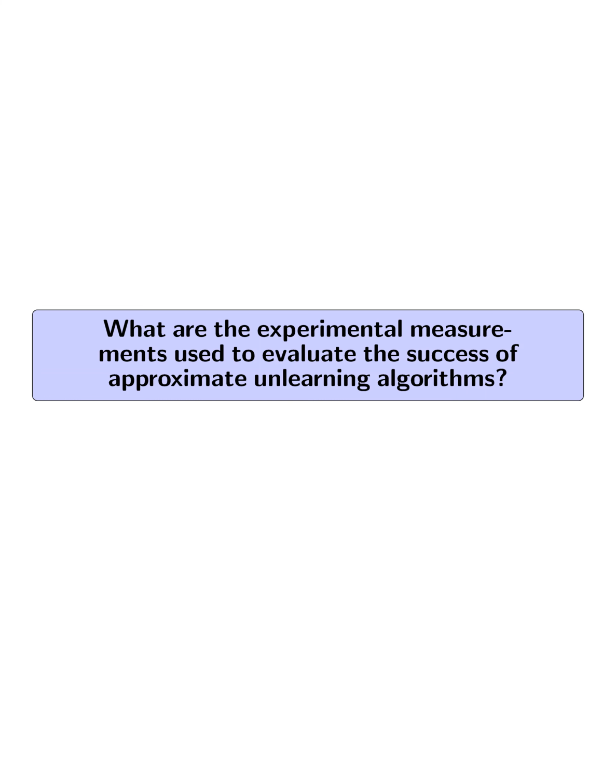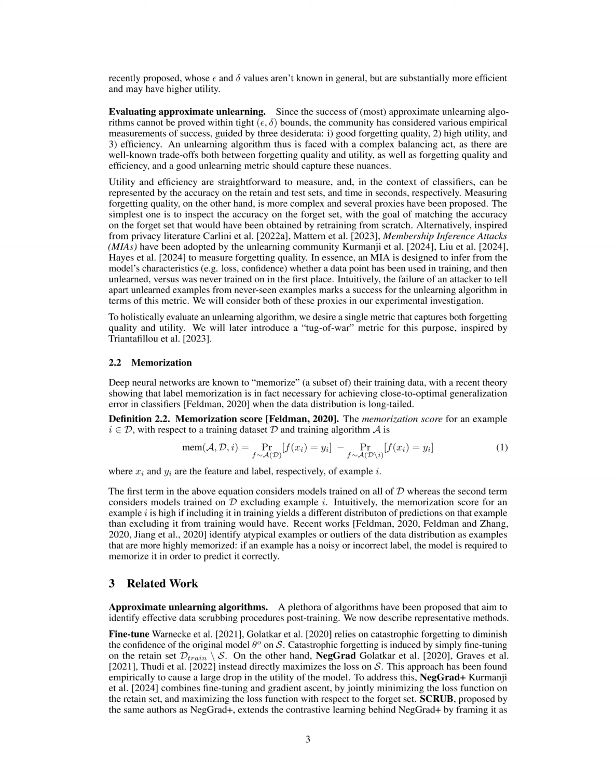What are the experimental measurements used to evaluate the success of approximate unlearning algorithms? The experimental measurements are guided by three desiderata: good forgetting quality, high utility, and efficiency. Forgetting quality is measured by inspecting the accuracy on the forget set, aiming to match the accuracy that would have been obtained by retraining from scratch. Additionally, membership inference attacks, MIAs, are adopted to measure forgetting quality, where the model's characteristics are used to infer if a data point has been unlearned or not.